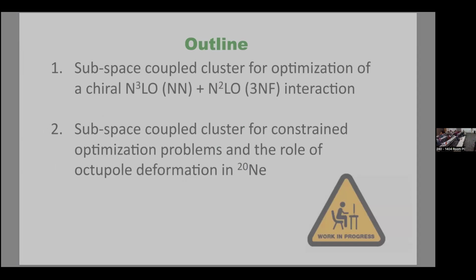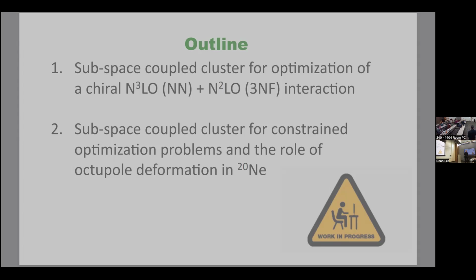So this talk will present mostly work in progress. So it's very preliminary results, and I'm going to cover two topics. First, some of you might have heard, at the TRIUMF meeting, we now use emulators and also coupled cluster, or what we call subspace coupled cluster, for optimization of chiral Hamiltonians, where we have now gone to N3LO at the NN level with three-body forces at next-to-leading order, which includes up to 28 low-energy constants that you need to fit to a certain set of data.